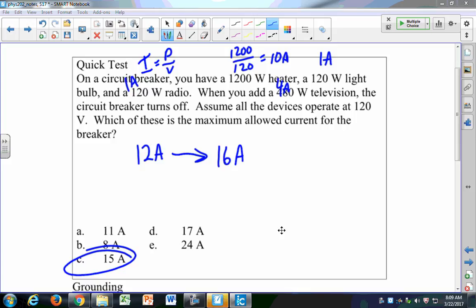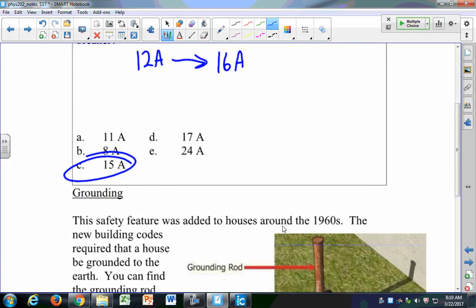All right. Let's look at grounding. Know what circuit breakers are. Be able to calculate the current on a particular circuit.